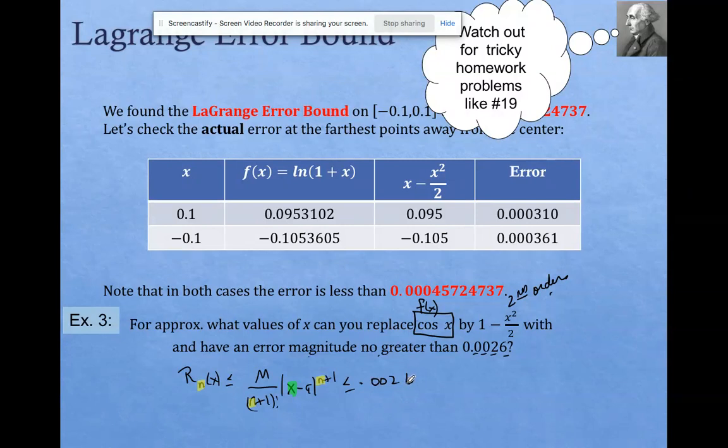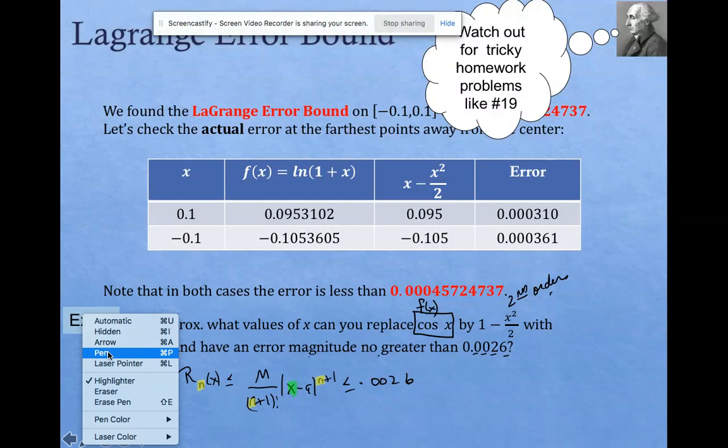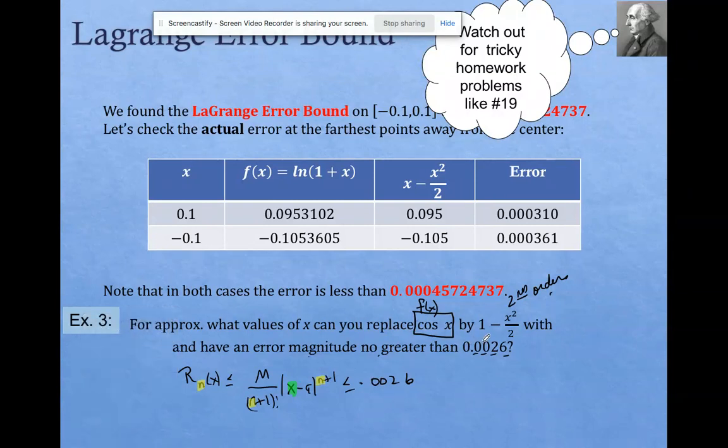Here's the trick with this problem. Think about what you know with cosine and the series for cosine. What is the next term? Not the next non-zero term. The next term. Can't I just as easily claim that I'm using the third order polynomial for cosine?